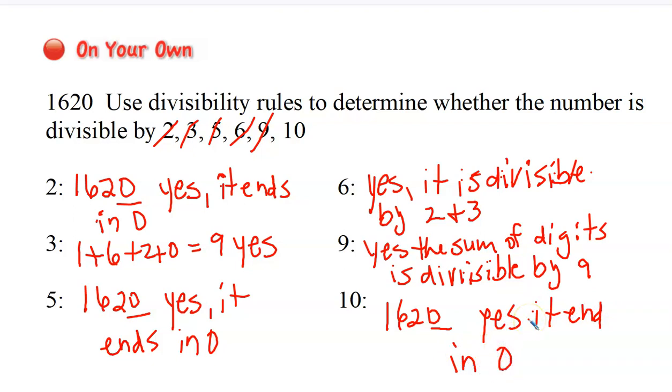Those are the basic rules of divisibility. There are some for other numbers like 4 and 8, but we'll go over those another time. Good luck.